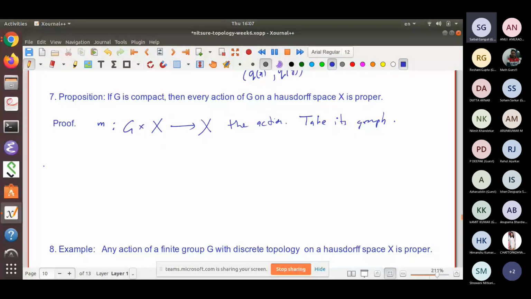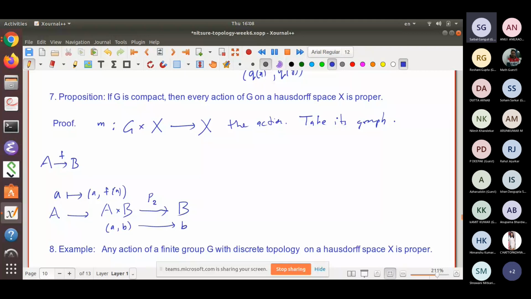Remember that if I have any map F from A to B, then the graph gives a factorization. You go from A to A cross B, and from there you go to B, taking this to be the second projection. The map sends small a to the pair a comma F(a), and the projection sends (a, b) to b. So if A is compact, then this map is proper.